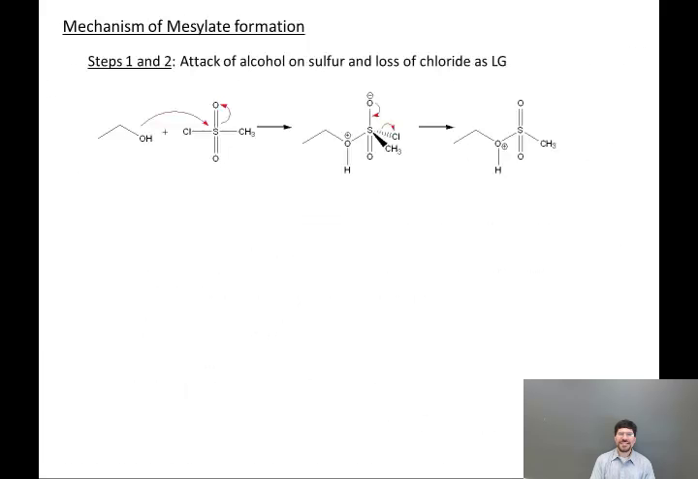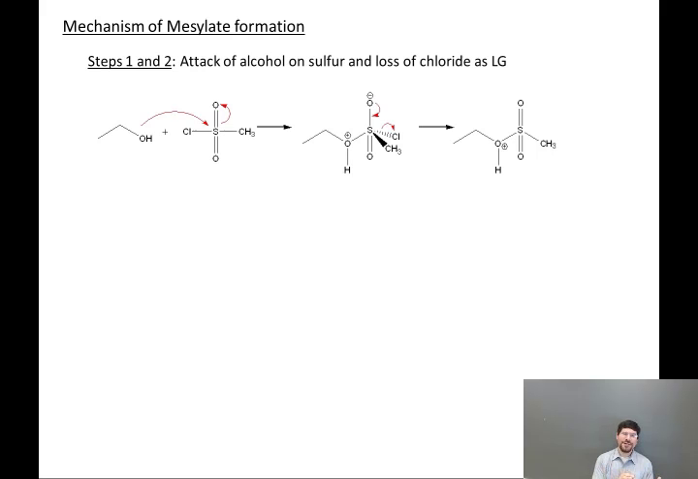All right, let's look at the detailed mechanism of mesylate formation. This is going to look very similar to the mechanism that we saw for the reaction of alcohols with thionyl chloride, but there are two differences. One difference is not that important. The sulfur in this case has 2 double bonds instead of 1, so we have to carry an extra SO double bond through the entire process.